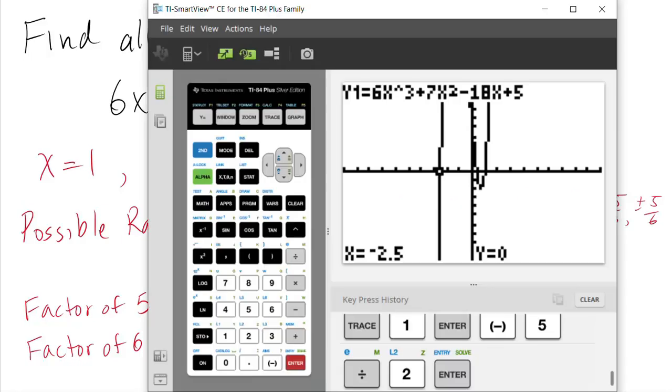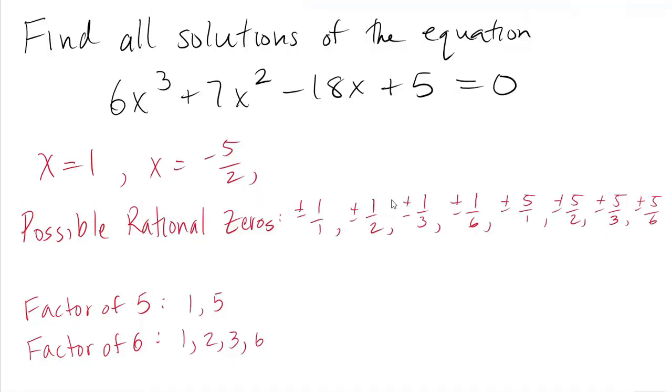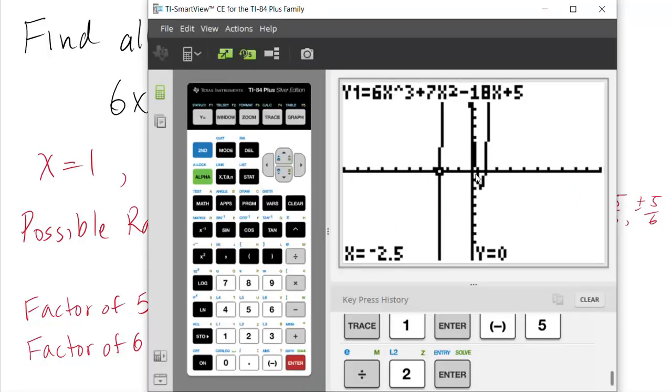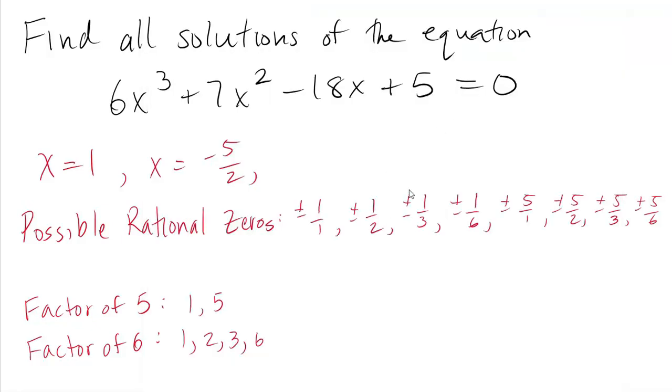There's one more solution, and it's over here on the right, and it looks like it's between 0 and 1. Remember, this was x equals 1. So we're somewhere between 0 and 1. What fractions do we have between 0 and 1? Well, we've got these, 1/2, 1/3, and 1/6. And then we've got 5/6. It doesn't look like it's 5/6. 5/6 would be closer to 1. It looks like it's actually to the left of 1/2. My guess would be that it's positive 1/3.